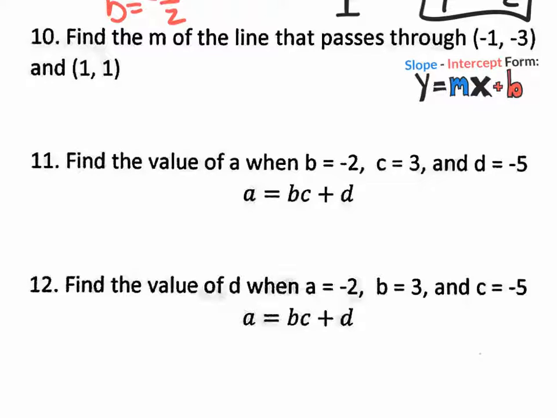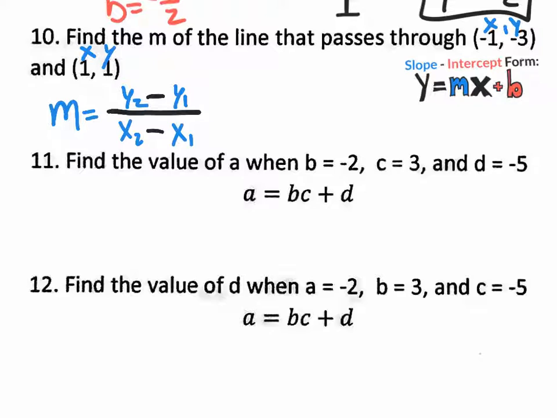Number 10, find the slope of the line that passes through (-1, -3) and (1, 1). So this is back from a previous section of us finding the slope with the slope formula, and you need to have this memorized. So m equals y2 minus y1 divided by x2 minus x1. So where do we get these values from? From the coordinates. They give you an x value and a y value, an x value and a y value. It doesn't matter which one you call the first point, which one you call the second point, as long as you name them, right? Number them. So this is going to be my first point, this is going to be my second point.